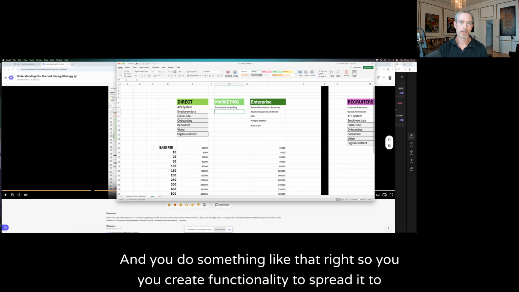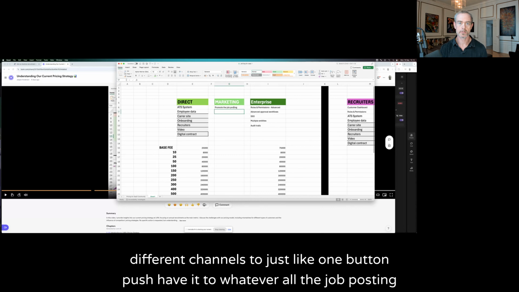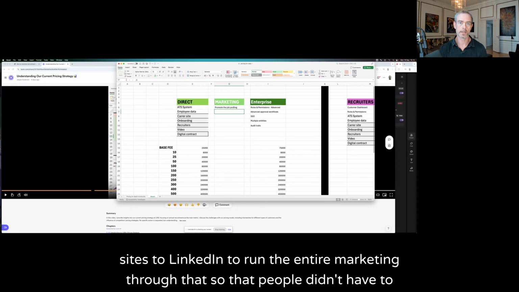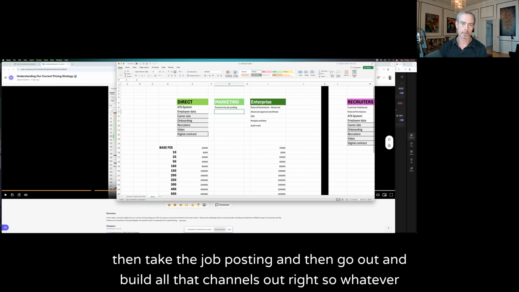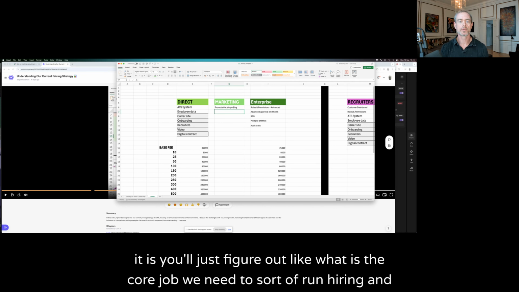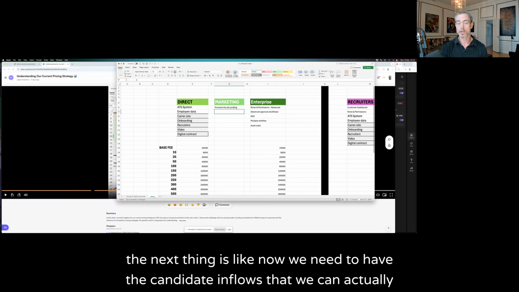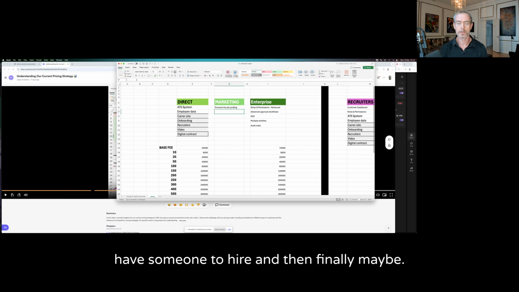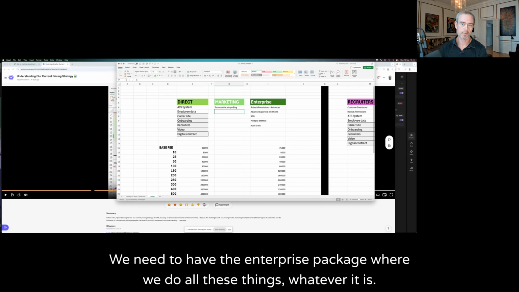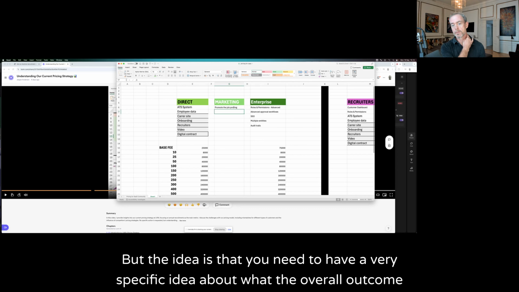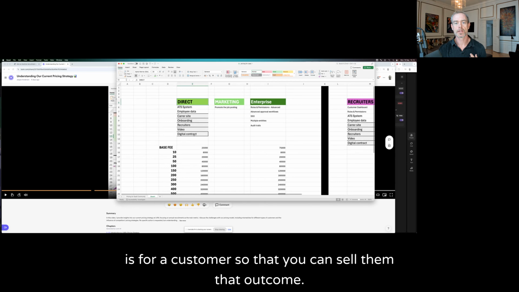So you'd create functionality to spread it to different channels, with one button push, to all the job posting sites, to LinkedIn, to run the entire marketing through that, so that people didn't have to take the job posting and then go out and build all those channels out. So whatever it is, you'll just figure out what the core job is. We need to run hiring. And the next thing is, now we need the candidate inflow so we can actually have someone to hire. And then finally, maybe we need the enterprise package where we do all these things. But the idea is that you need to have a very specific idea about what the overall outcome is for a customer so that you can sell them that outcome.